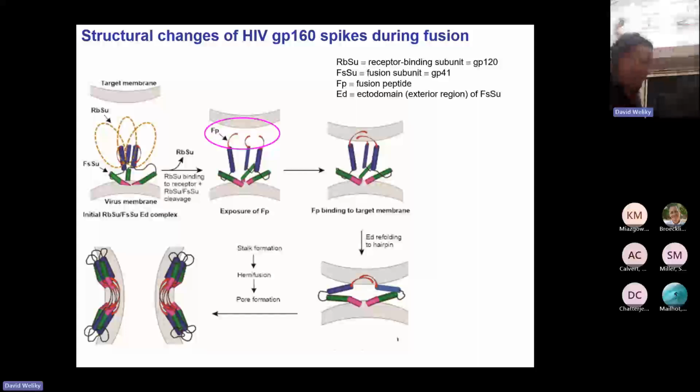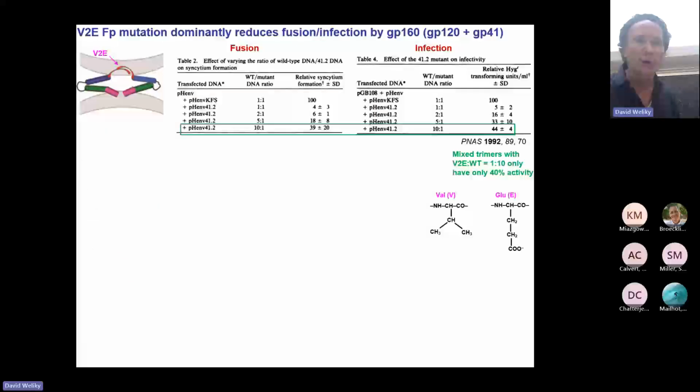And then there's one more piece of information. The fusion subunit of HIV is called glycoprotein 41 kilodalton, shorthand GP41. The 41 kilodalton is the monomer molecular weight for a single GP41.